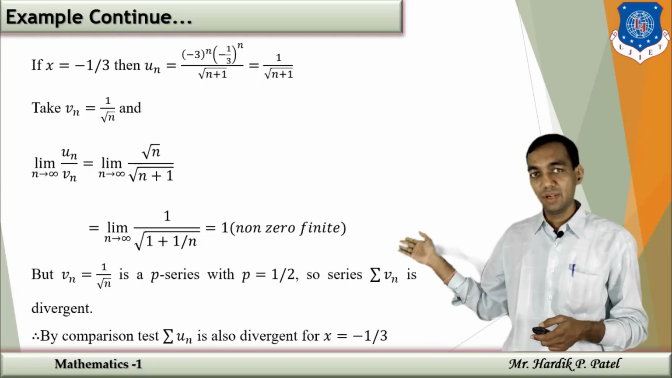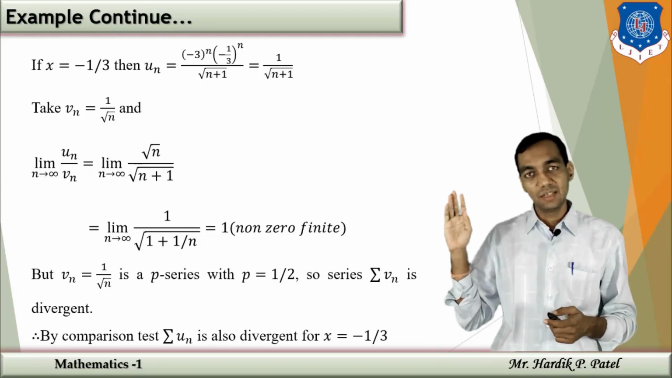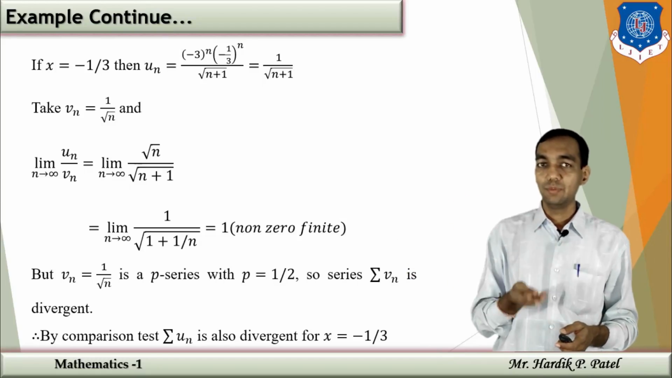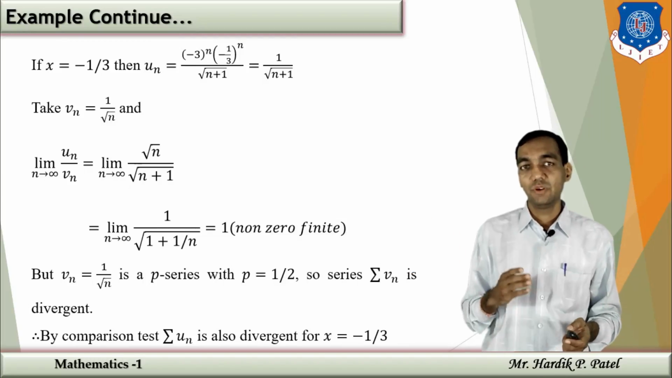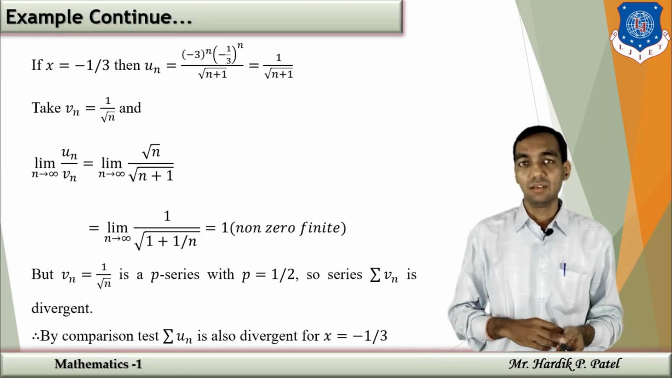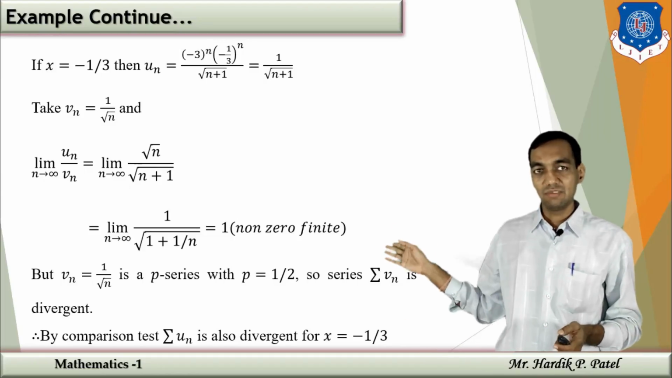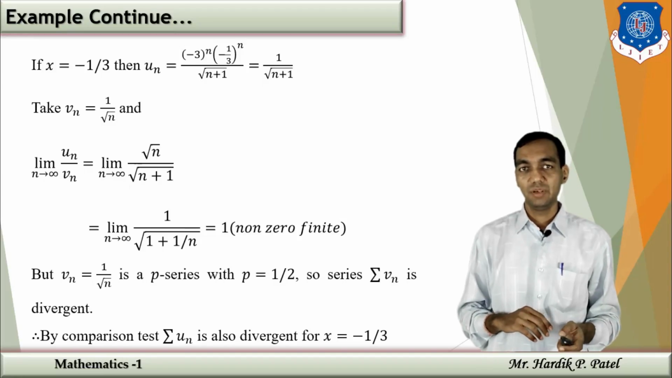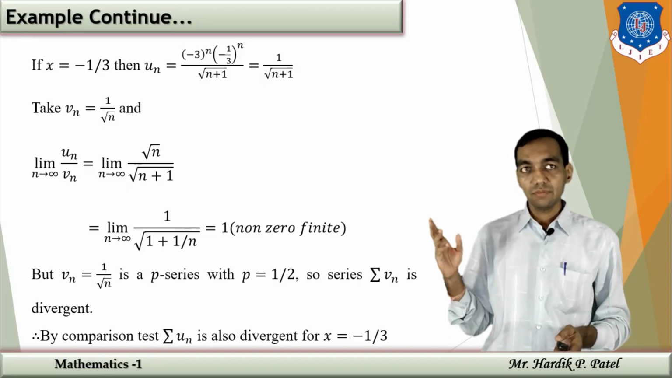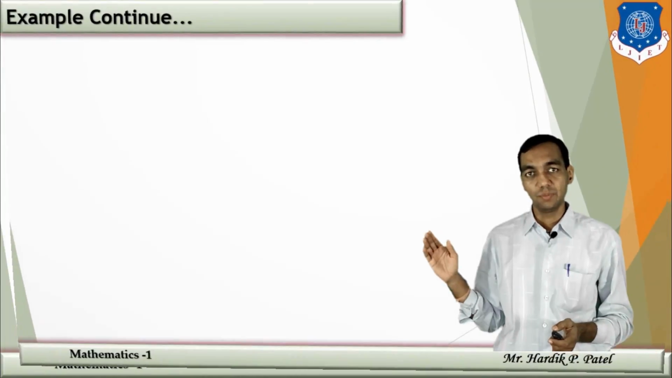So this series sigma Vn is divergent, and since sigma Vn is divergent, by comparison test sigma Un is also divergent. That means for x is equal to minus 1 by 3, your series is going to be divergent. So please remember it. In the same manner, now we are going with x is equal to 1 by 3.